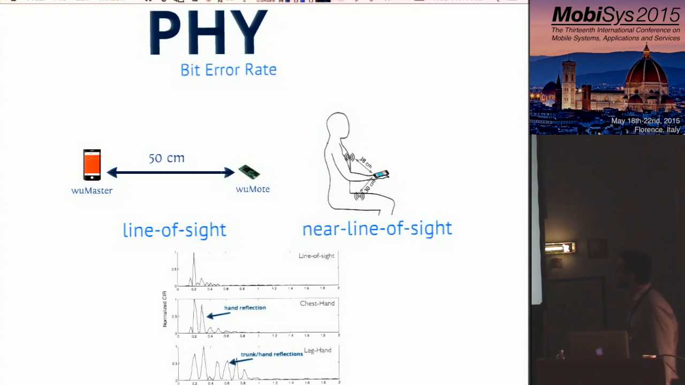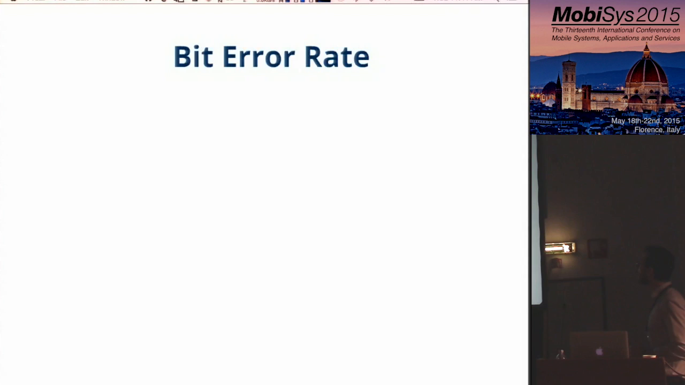These are snapshots of three different channel impulse responses. In line of sight, we have just a single path, of course. Then in the chest-hand scenario, we have a second path, probably a reflection between the hand and the chest of the user. And then we have the leg-hand scenario, in which we have multiple reflections, probably due to multiple reflections between the trunk and the hands of the user.